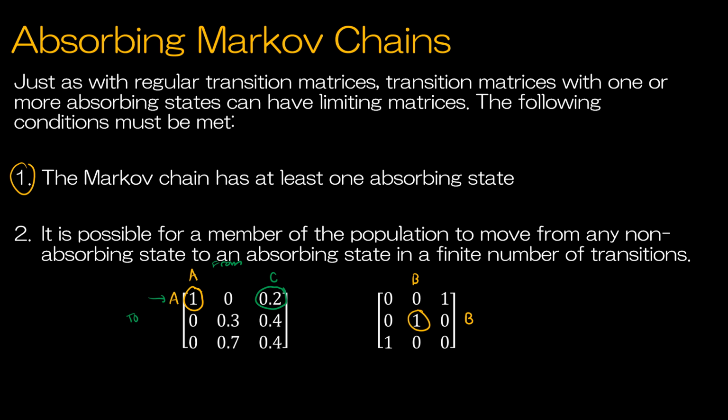Now, does that mean that B can't? No, B can move to C, and then from C, they can move to A. So this is a transition matrix that would have a limiting matrix.